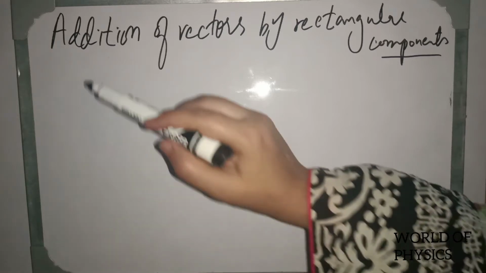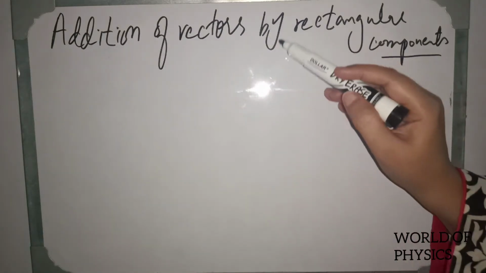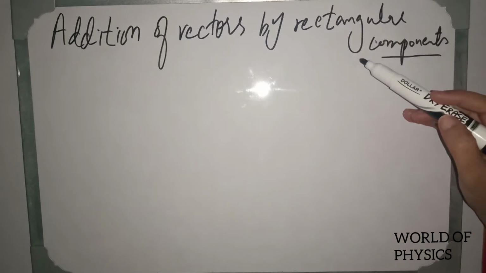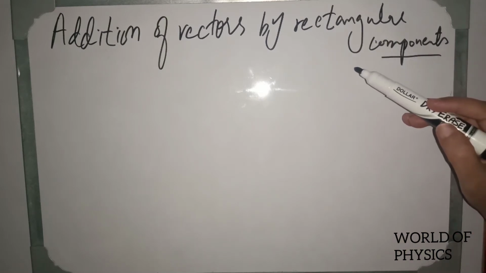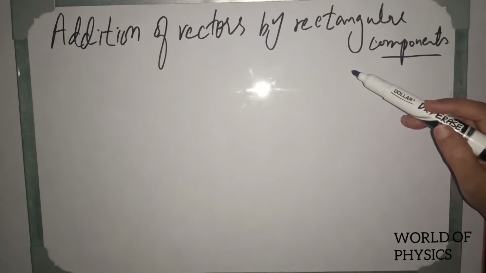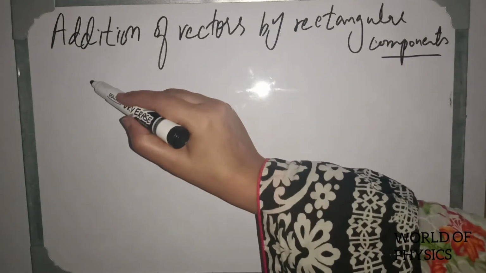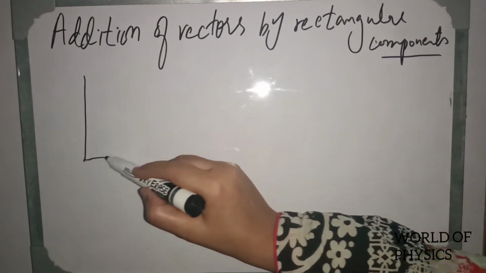Today our topic is addition of vectors by rectangular components. The analytical method for addition of vectors is called addition of vectors by rectangular components. And to get this we will need to find out two vectors.